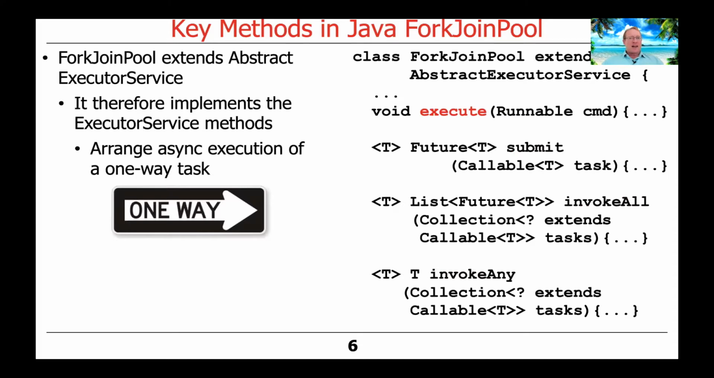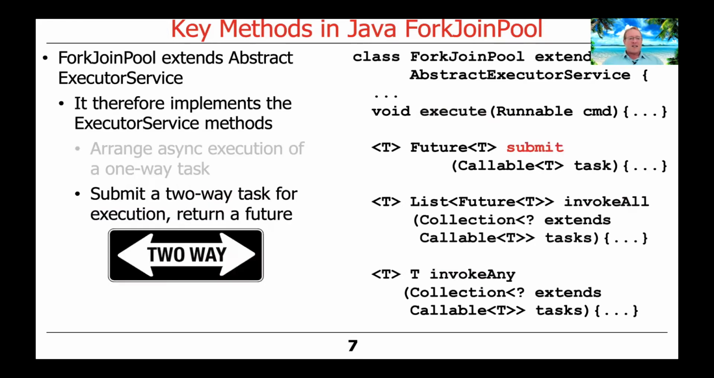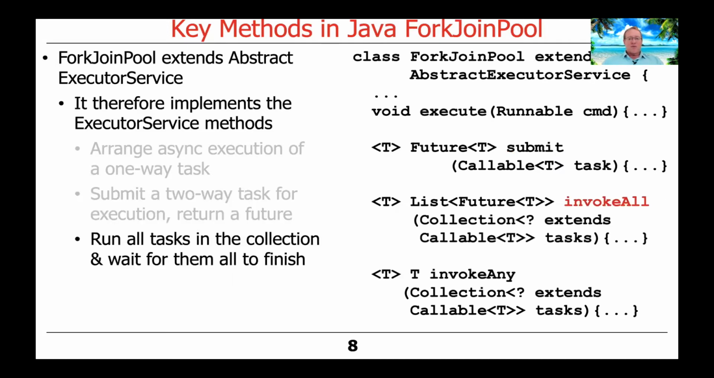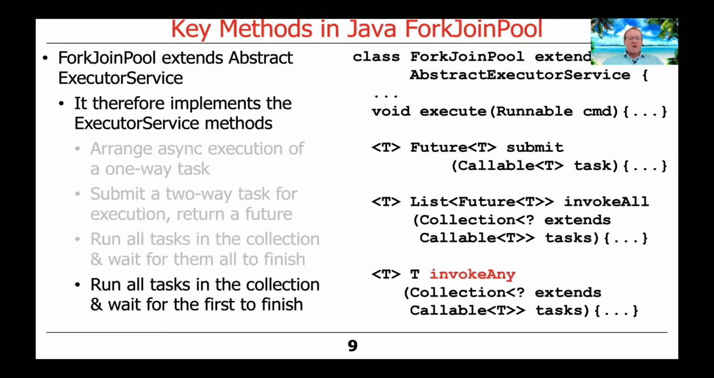So execute, as I'm sure you know by now, arranges the async execution of a one-way task. Submit arranges to have the execution of two-way async tasks and returns a future. Invoke all will run a whole bunch of tasks in a collection and wait for all of them to finish. And then invoke any will invoke a bunch of tasks and wait for the first one to finish and cancel the others. So those are things you get because we are an executor service implementation.